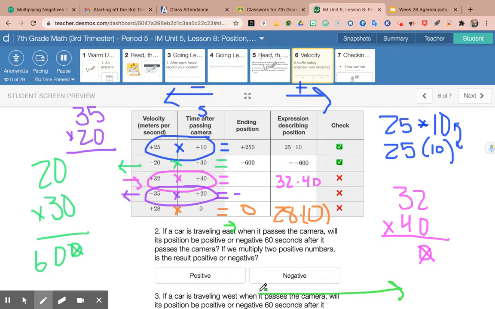So if my car is going east and he goes east multiple times, it's still positive. So your answer is positive. So positive times a positive is positive.